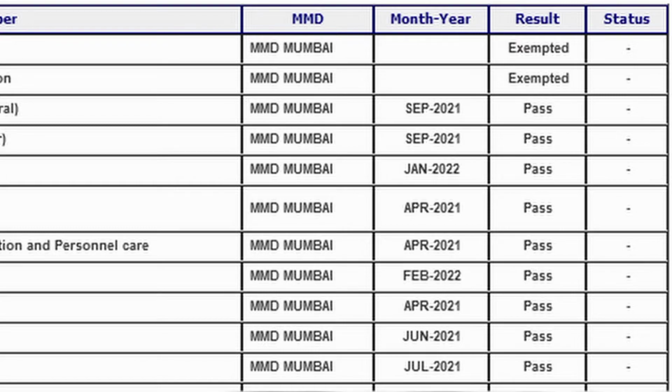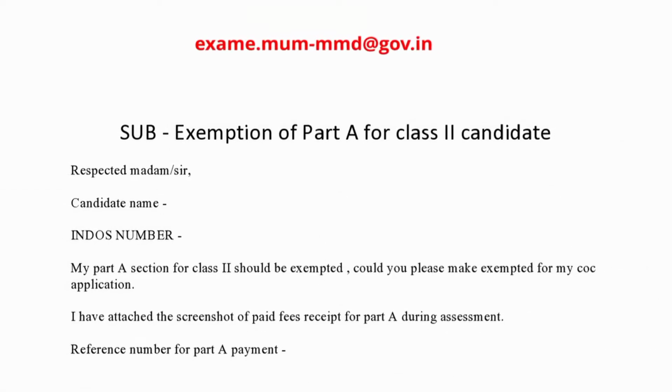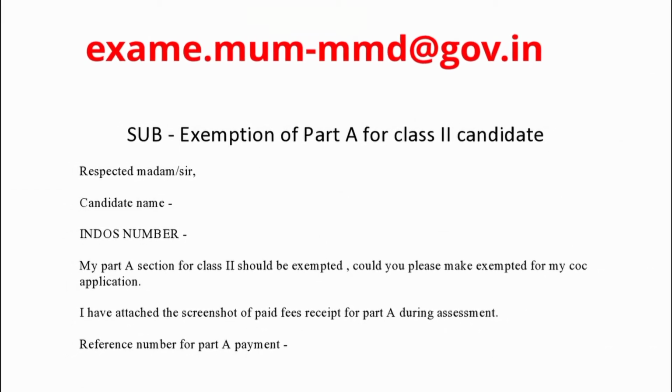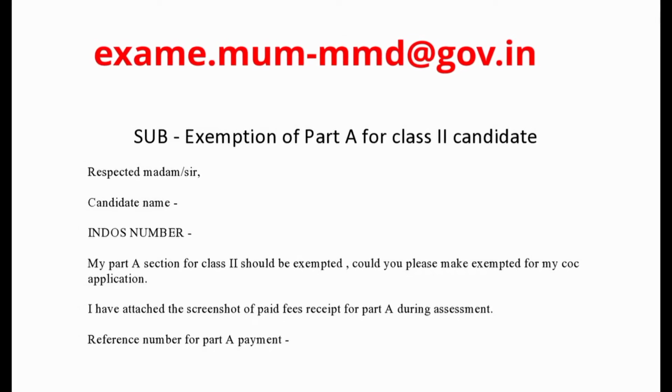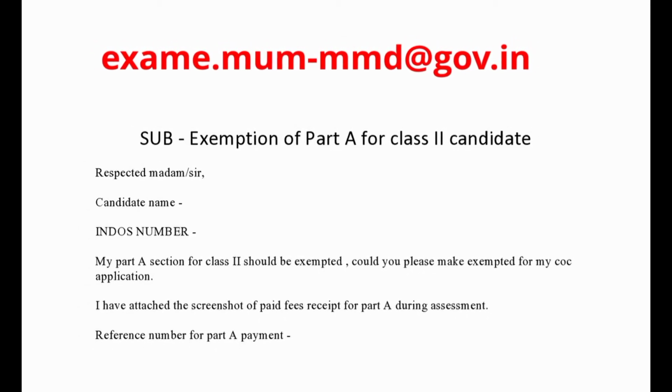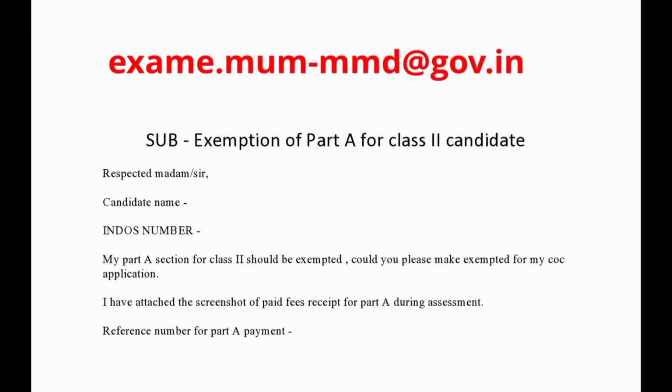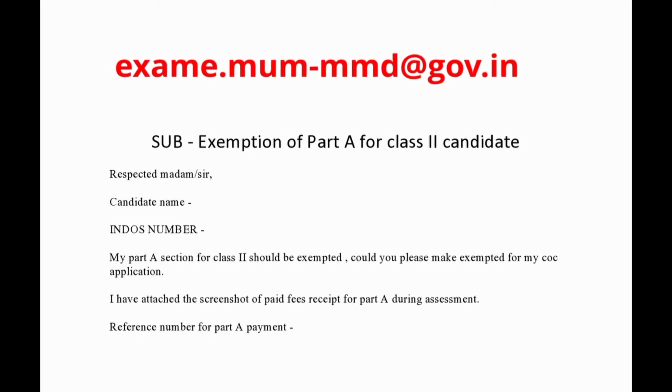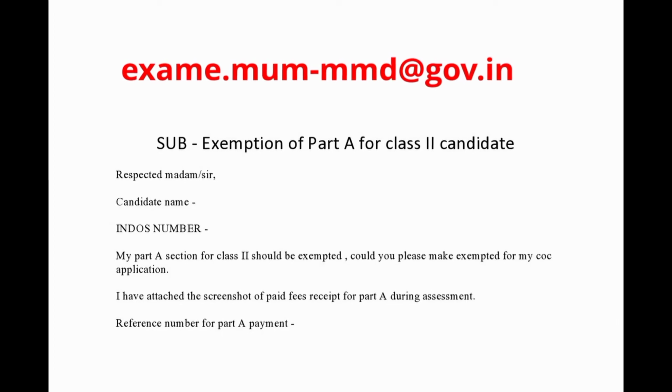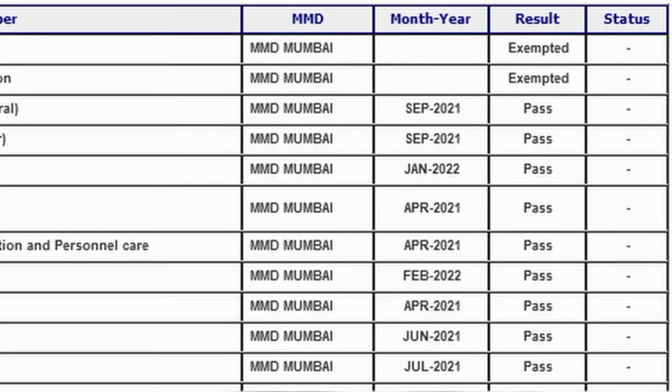If a single paper is in red color, then it will not be possible to apply. So for that you have to mail on the given mail ID in the below format. You can take a screenshot. There you have to mention candidate name and index number. So within 1 or 2 working days it will get cleared.